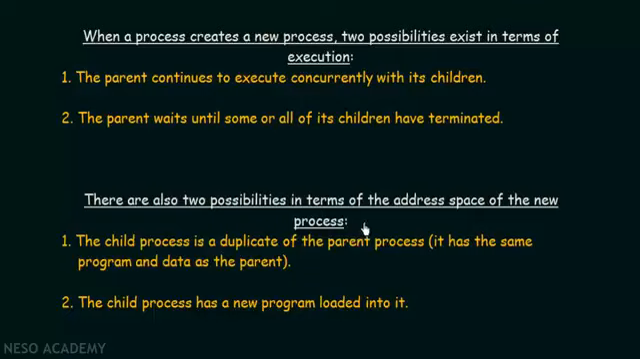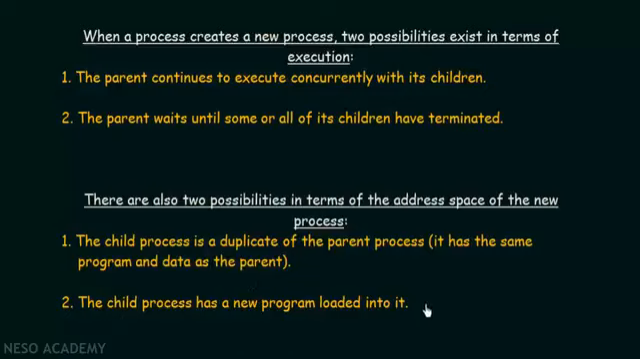So what are they? The first possibility is the child is exactly the duplicate of the parent process. And what do we mean by duplicate? It means that it has the same program and data as the parent. So what is a process? First of all, a process is a program in execution. So the program will have the program to be executed and some of the data that is required. So here it says that when the child is a duplicate of the parent, the child also has the same program and data as the parent. That is one possibility. And another possibility is the child process has a new program loaded into it.